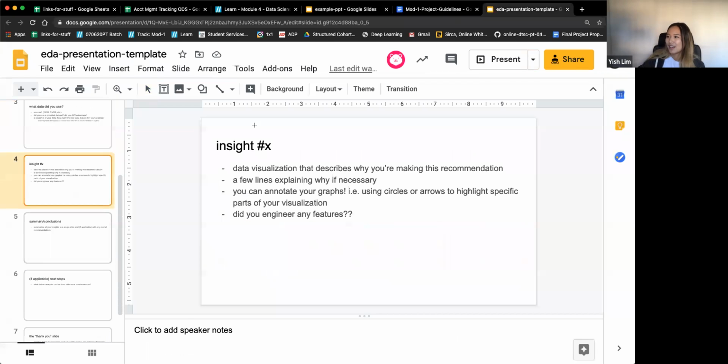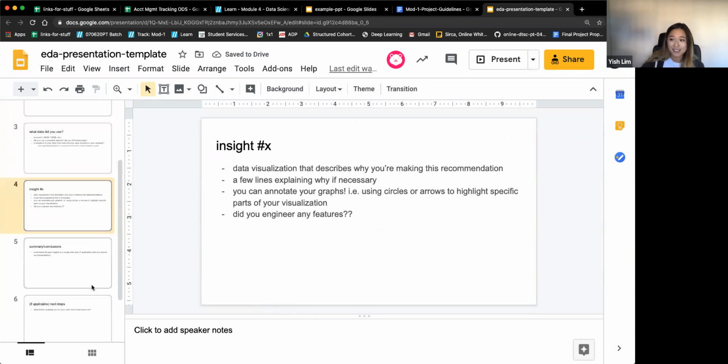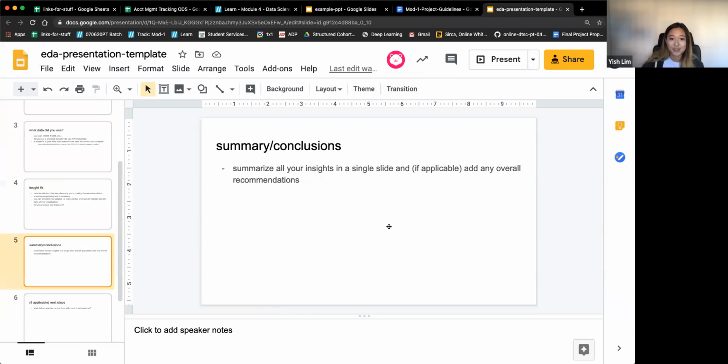All right. So aside from insights, that's pretty much the bulk of your project. So right after that, you could lead to your summary and conclusions, where you would want to summarize all your insights in a single slide and add any overall recommendations, if any. That's pretty straightforward. It's really just repeating everything that you said, but in an even more concise format.